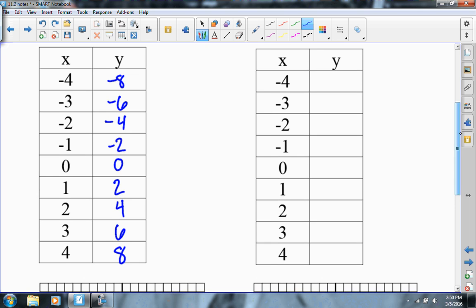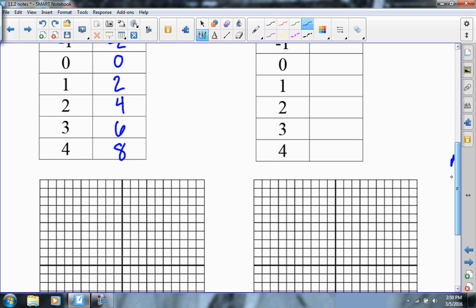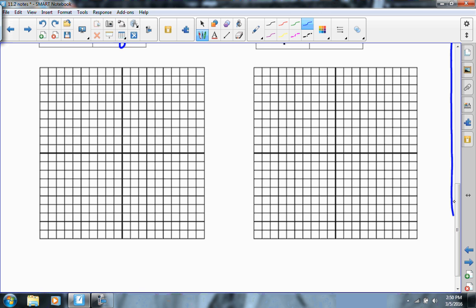Okay? So when I plot those points then, let me scooch down a little bit. I went to -4, 1, 2, 3, 4, and then -8. And then we had -3, -6, -2, -4, -1, -2, 0, 0. Remember, all direct variation equations are going to go through 0, 0.